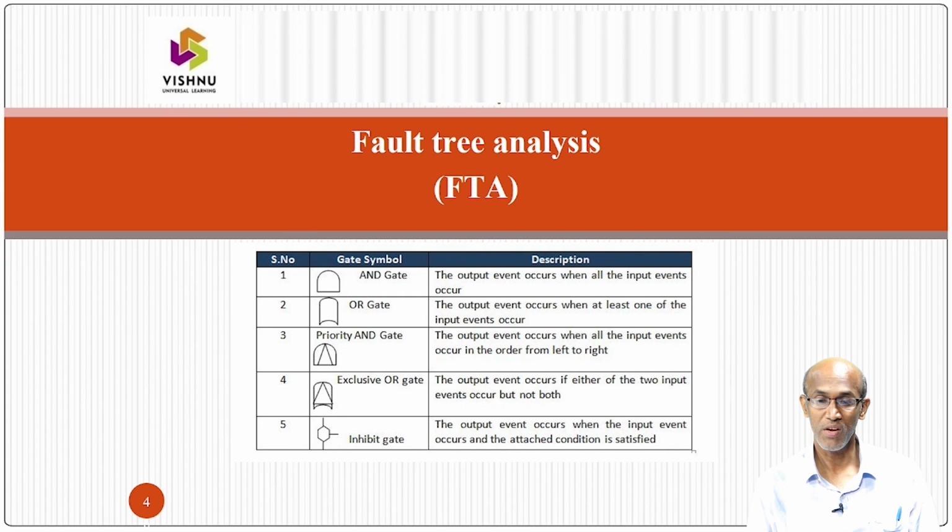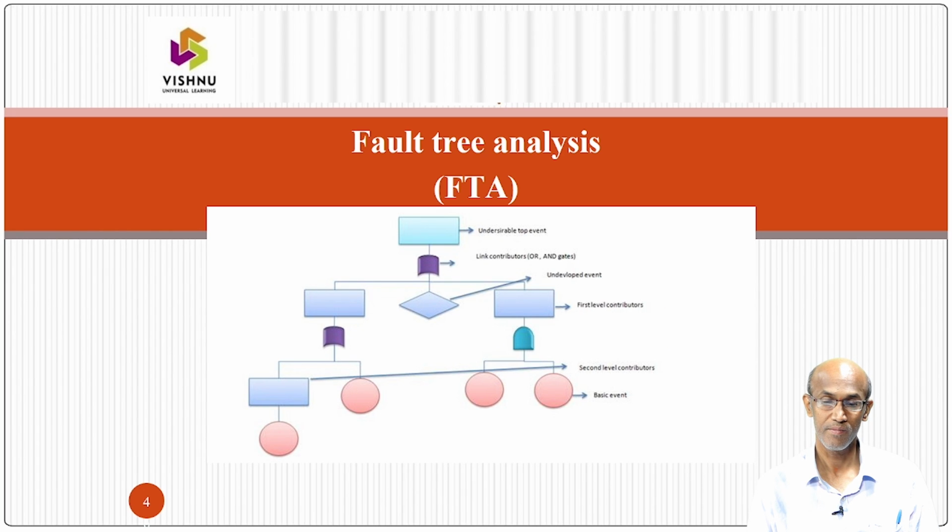First symbol: the output event occurs when all input events occur. Second symbol: the output event occurs when at least one of the input events occurs. The third symbol represents that the output event occurs when all the input events occur in order from left to right. The fourth symbol represents that the output event occurs if either of the two input events occurs but not both. Fifth symbol indicates the output event occurs when the input event occurs and the attached condition is satisfied. So this is an example of a fault tree analysis.